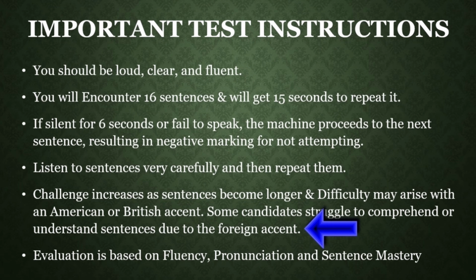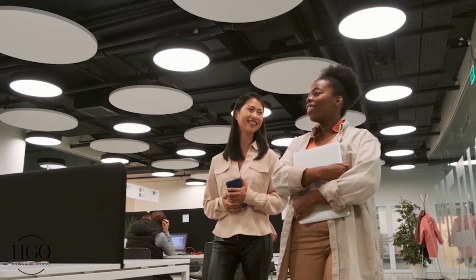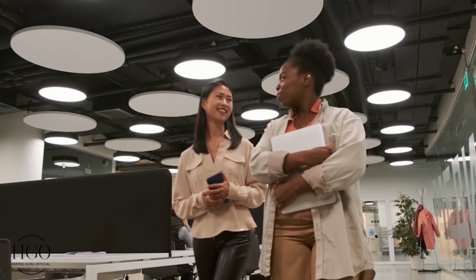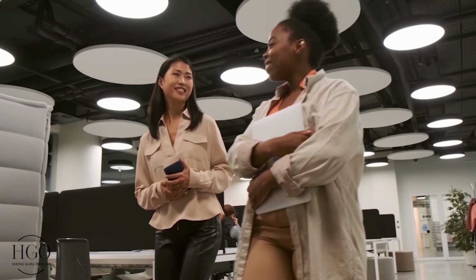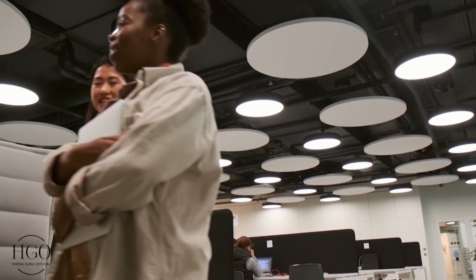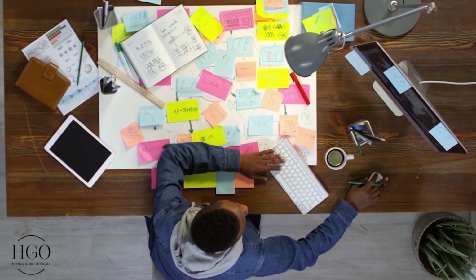बहुत सारे कैंडिडेट्स के साथ ये होता है that they are not able to understand the accent. They're not able to comprehend or understand the sentences at all due to the foreign accent. बस एक चीज याद रखना, किसी भी सेंटेंस को स्किप नहीं करना एंड नॉट अटेंडेड नहीं छोड़ना. You must say something to avoid the negative marking. It's essential to always respond, even if you do not fully understand the sentence.